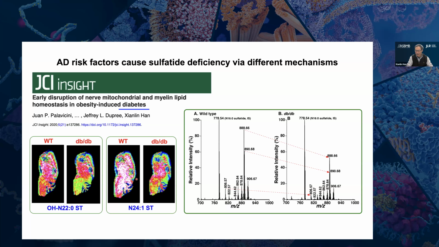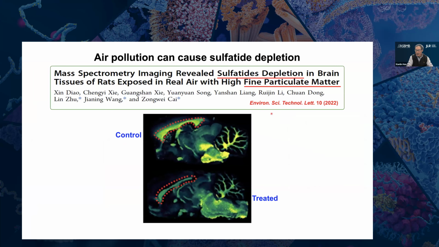Okay, you can easily see the intensity, the white signal is lost, as well as the extracted lipids from electrospray analysis. The red line, the arrow, indicated the loss of that, and so forth. Mechanistically, of course, due to the mitochondria, and also the peers also found air pollution can cause the sulfatide loss, as shown in the control versus the treated one.